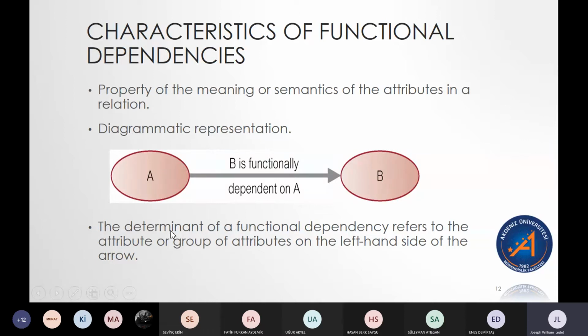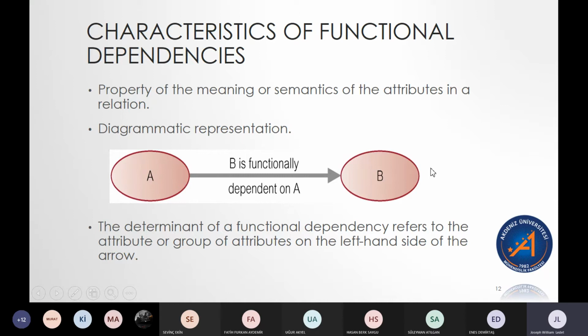We will call the determinant whatever's on the left-hand side. So this is the determinant. It determines the value on the right. I'm sure there's another word for it. Yeah, I'm not sure. I'll have to look that one up.